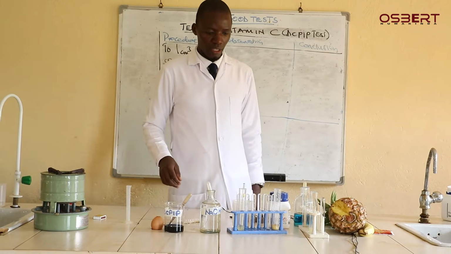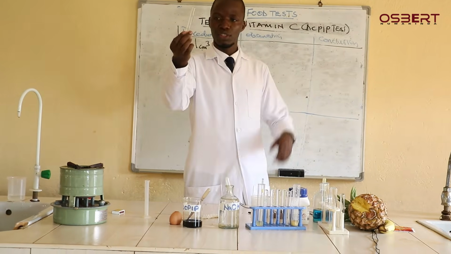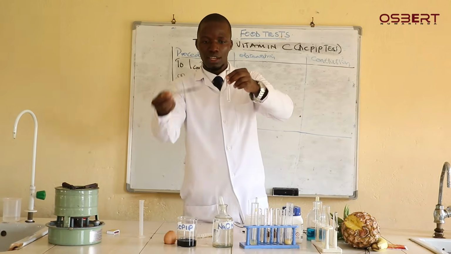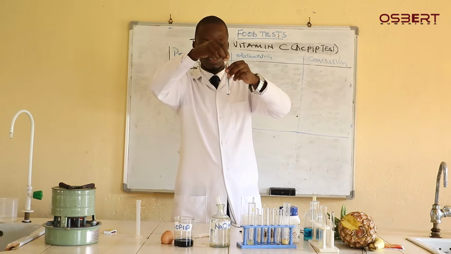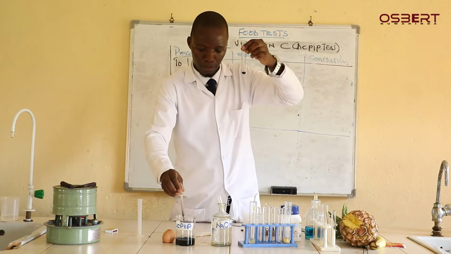So what do I do? Here, I am going to get my test tube. I'm going to get a test tube like this, which is very clean. I put there 1 centimeter tube of DCPIP. So I get a test tube, I put 1 centimeter tube of DCPIP. Yeah, this is the 1 centimeter tube of DCPIP.